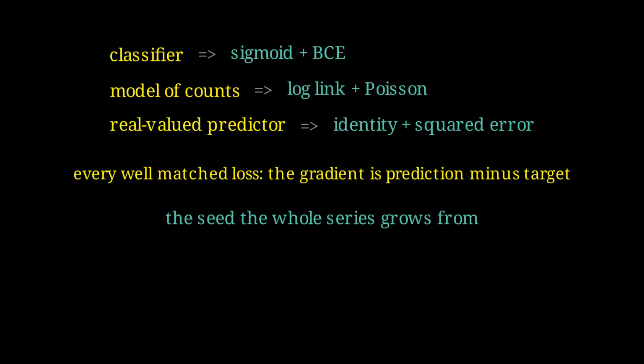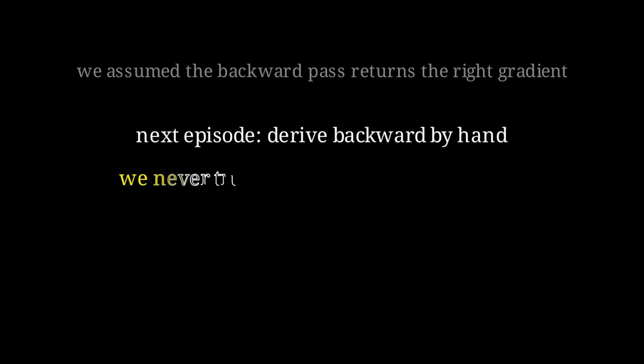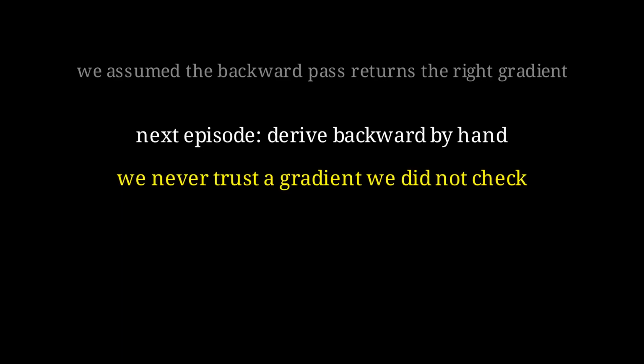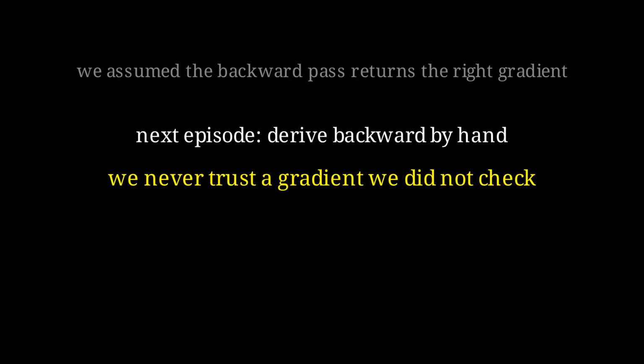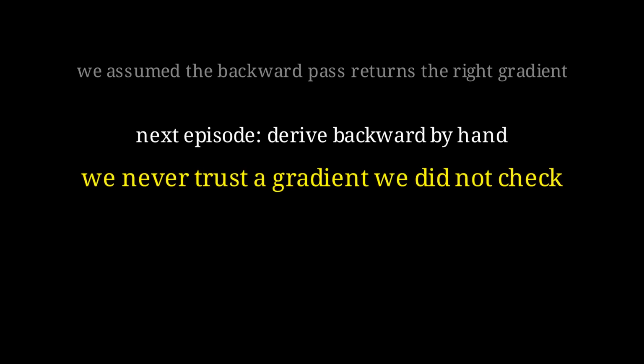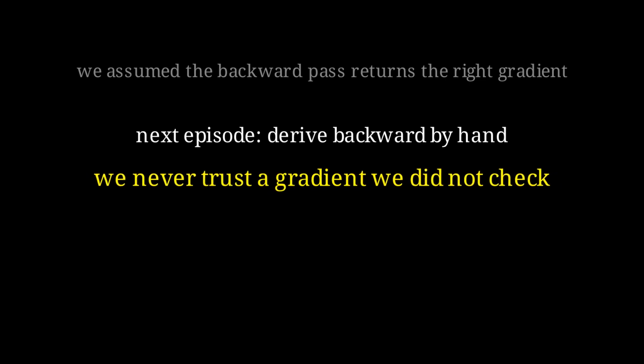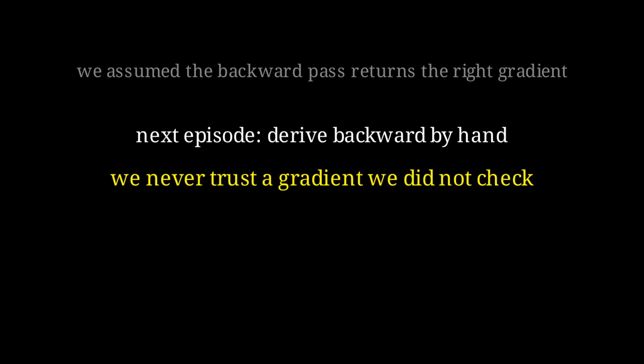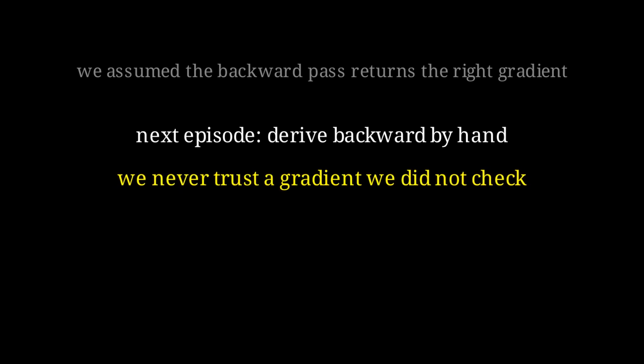So we have the seed, but notice what we have quietly assumed. We trusted that the backward pass, once it runs, delivers the correct gradient for every weight. We have not proven that. Next episode, we earn it. We derive the backward pass by hand, layer by layer, and then, this is the standing promise of the series: we never trust a gradient we did not check. We put it up against the raw numbers and prove it, right on screen.